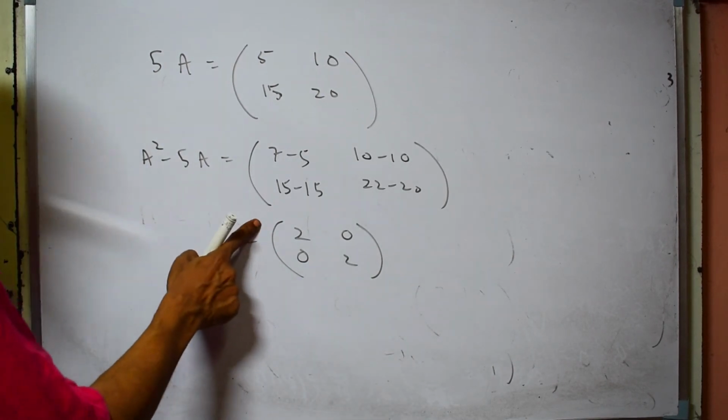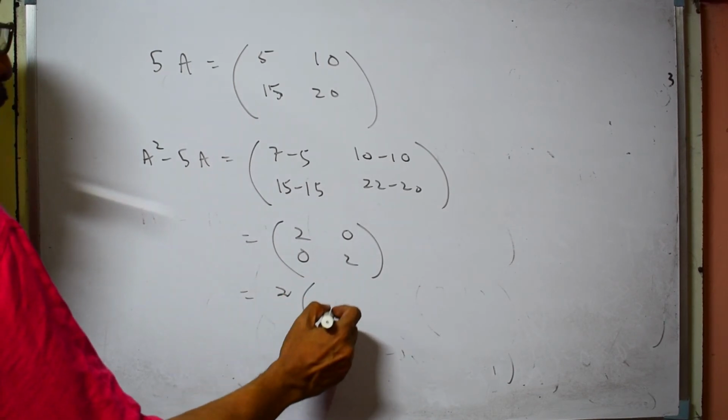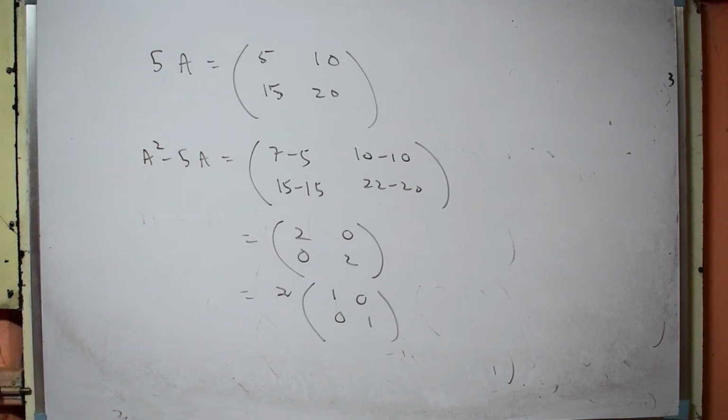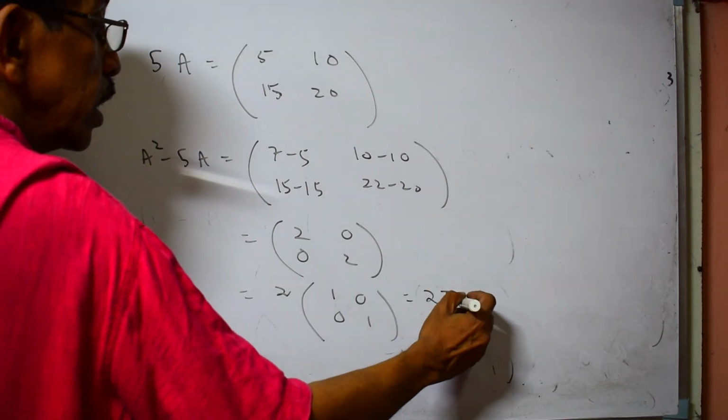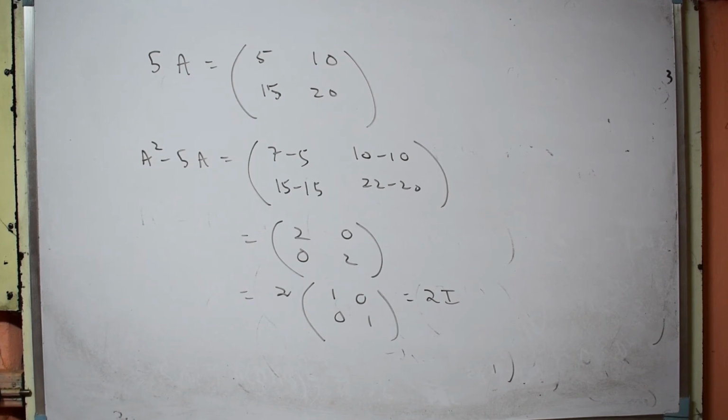And if you watch these figures, if I take 2 outside the matrix as common, then you will find [1, 0, 0, 1]. This is the identity matrix. So the result can also be said, instead of [2, 0, 0, 2], as 2I. This 2I is a matrix where instead of 1 diagonally we find 2 and all other numbers are 0. So this is how to find A square, then 5A is subtracted, and the result is 2I.